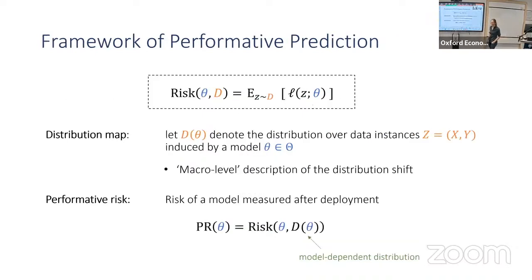Quick clarifying question. A restriction on the loss here is that whatever I'm optimizing, once I observe Z, I know what the realized loss was for that observation, right? Okay, perfect. Yes.